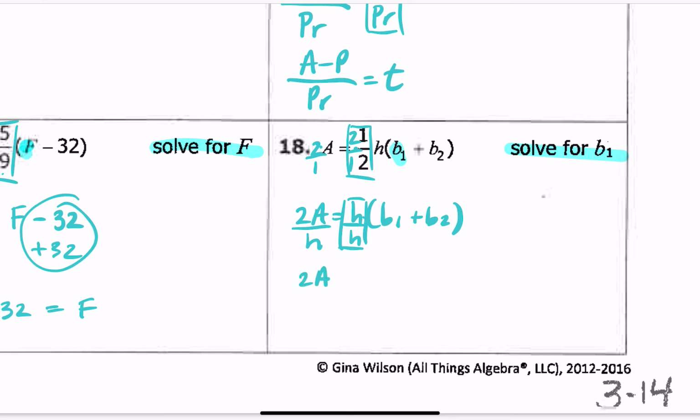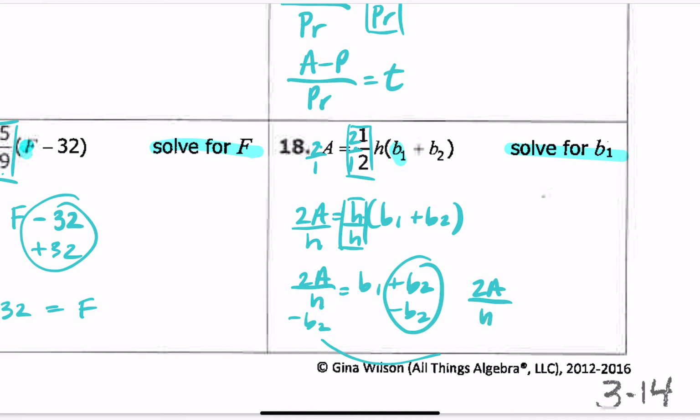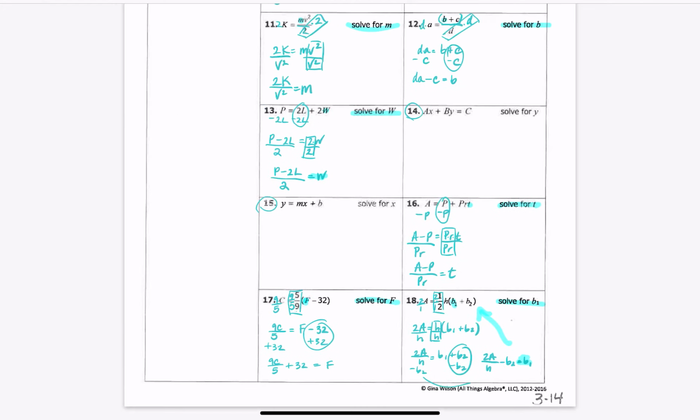So now I've got 2a over h equals b1 plus b2. We're trying to get b1 by itself, so we just need to subtract b2 to make that a 0. And then when I'm done, I end up with 2a over h minus b2 equals b1, which seems like a mess, but my goal was to get b1 by itself. I got b1 by itself, and I took all the steps that I needed to take to move the variables to the other side by undoing everything. So that's your notes for literal equations.